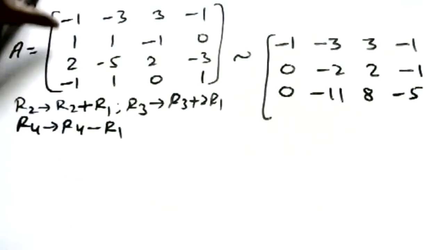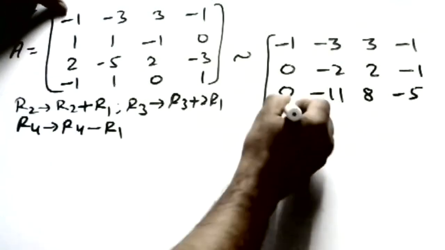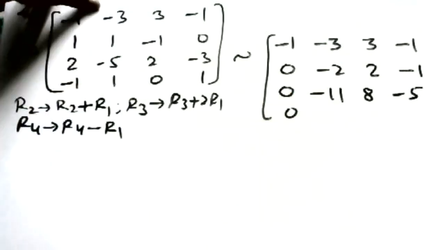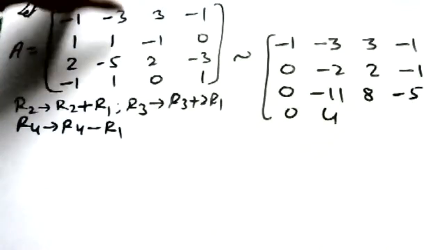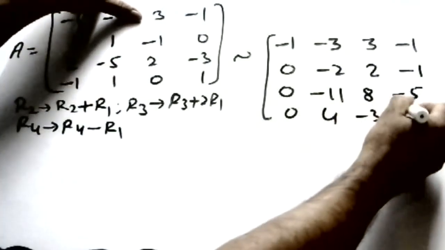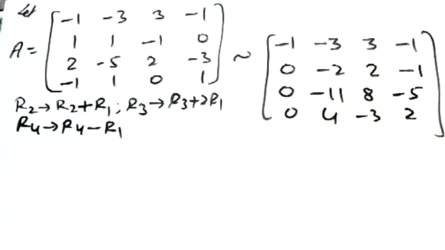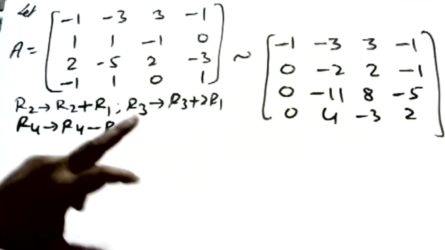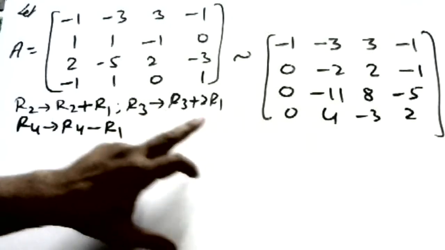Okay. Now the next step is here R4 minus R1. Minus 1 minus 1 is plus 1, 0. 1 minus 1 is plus 3, 4. Okay, so 0 minus 3 will be minus 3. 1 minus 1 is plus 1, 2. So we completed the first step. Okay, we have done the first step.